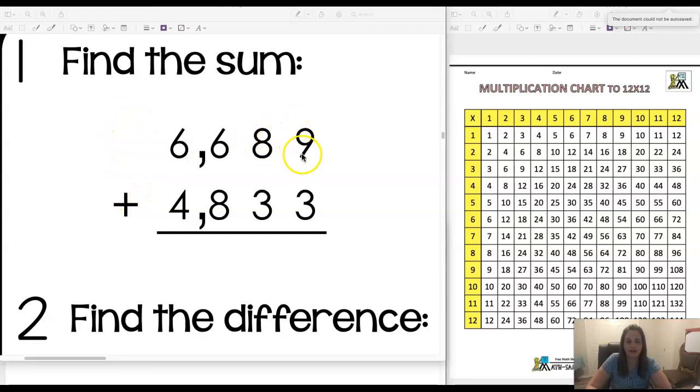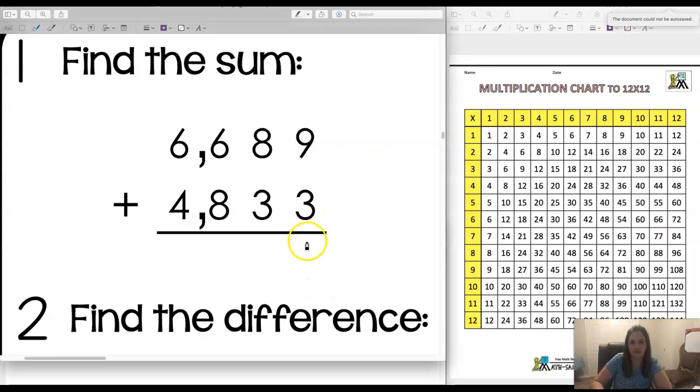Number 1, find the sum. 9 plus 3 equals 12. Put the 2, regroup the 10 ones above the tens place. 8 plus 1 equals 9, plus 3 equals 12. Put the 2 and bundle those other 10 above the hundreds.